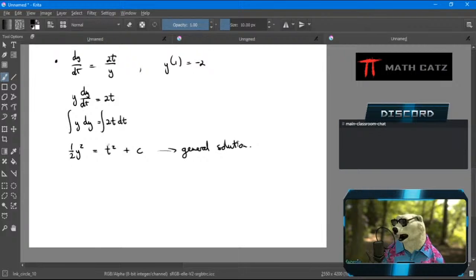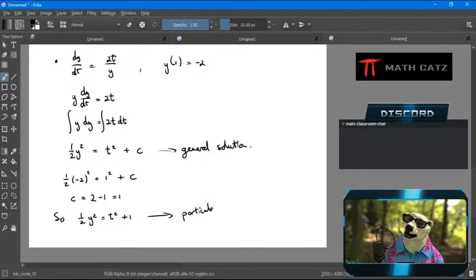Then I use the extra information that says when t is 1, y is -2. So I plug that in, -2 for y, 1 for t, and solve for c in the equation. Well, this is going to be 4, so it's 2 minus 1, which is 1. And then I can say 1/2 y squared equals t squared plus 1 is my particular solution. And I'm done. So the main part is still going to be finding the general solution.